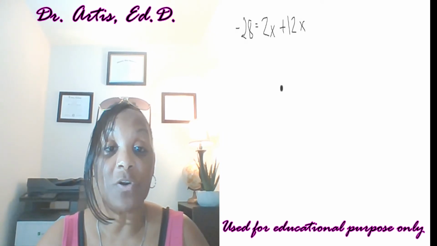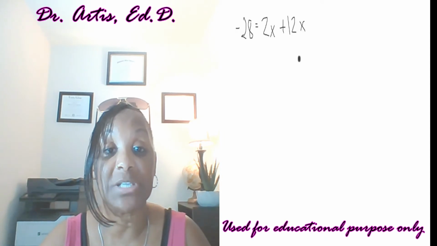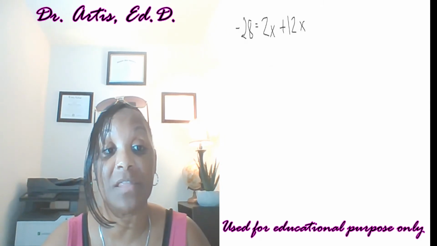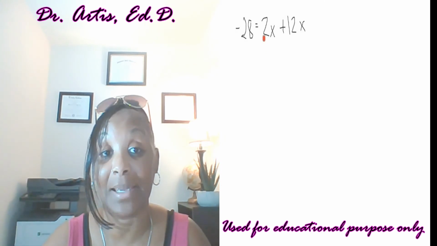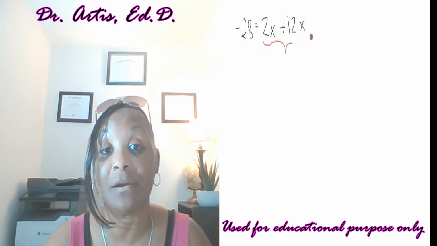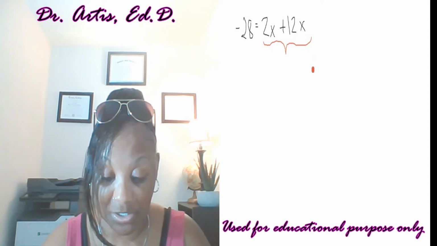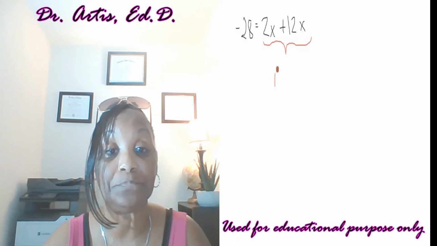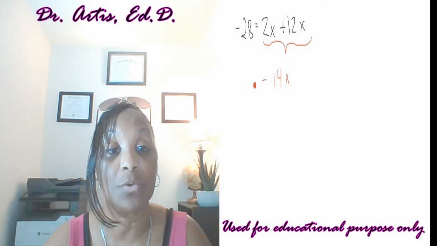Now, the first thing that you need to do when you look at this particular problem is you need to be thinking to yourself, combining like terms. Okay, so that's the first thing that you're going to do because you have like terms here that you can actually combine. And these are your like terms right here, and they can be combined. So we have 2x, and 2x plus 12x will give us 14x equals -28.